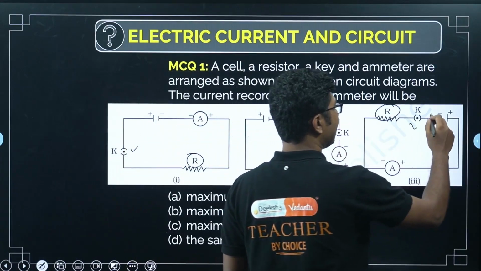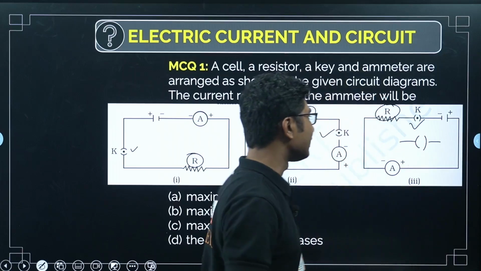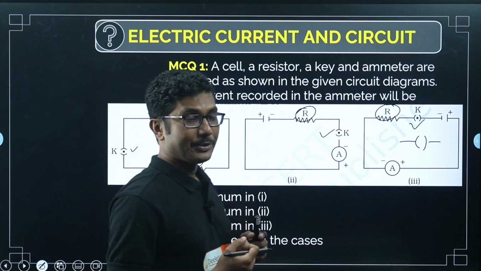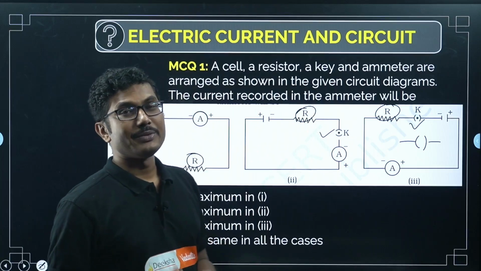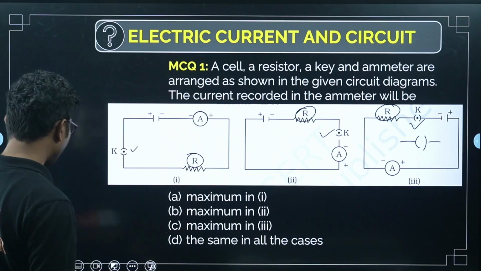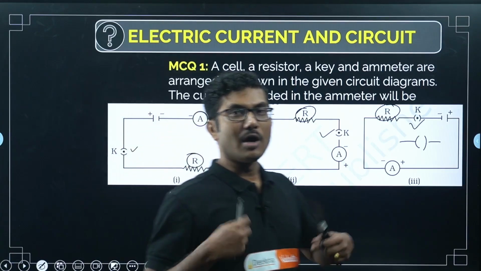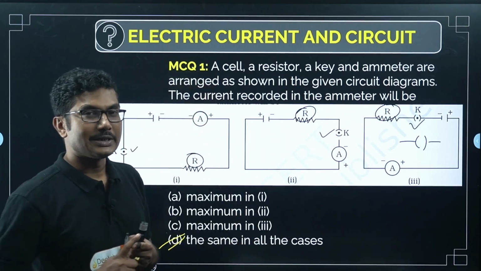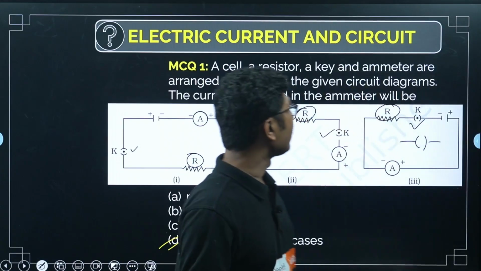This means the key is on, and if this is there, that means the key is off. In all the cases the key is on, the resistance is the same, and the ammeter is connected properly. That means there is no way the current will be different; the current will be the same in all 3 cases. So the correct answer is same for all cases, option D. It does not matter how you connect the ammeter, as long as the circuit is complete and all the elements in the circuit are the same, the current remains the same. Now let's look into the next question.